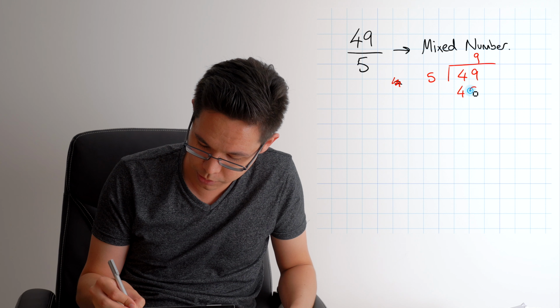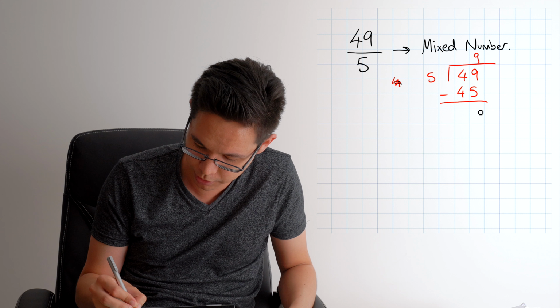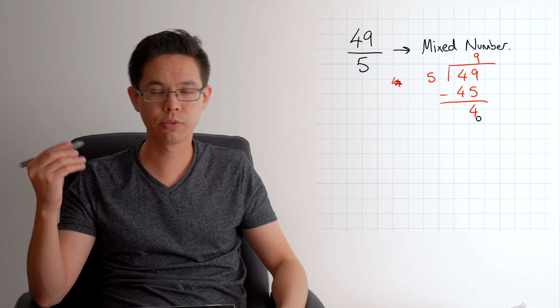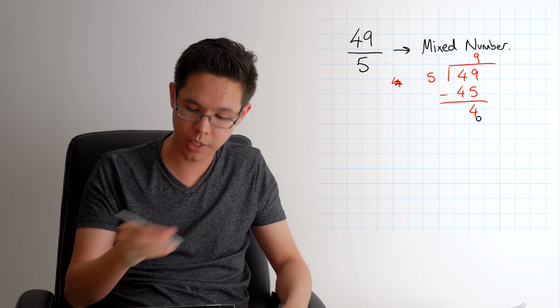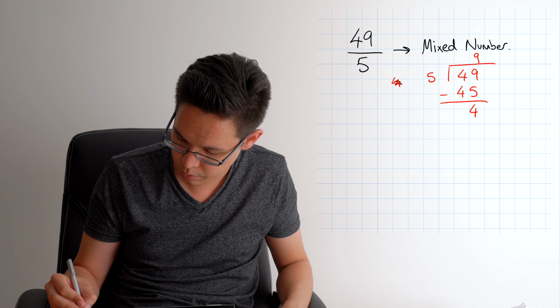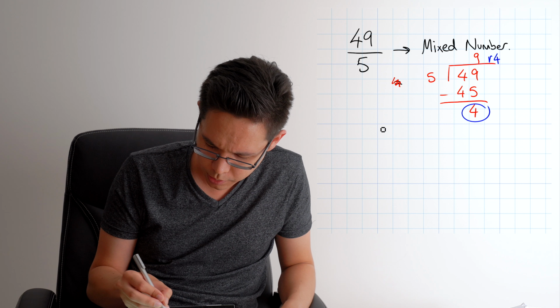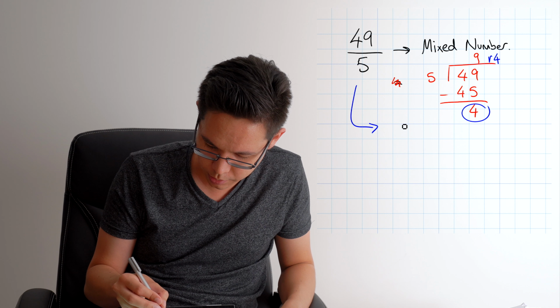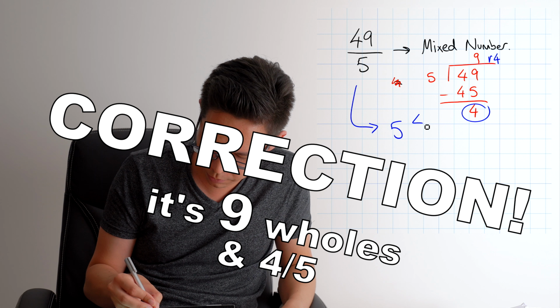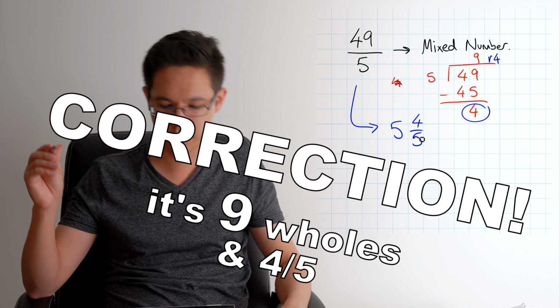That will give me a result of 45. Take the difference. How much is remaining? I get a remainder of 4. I remember the same problem we had previously, where this becomes our remainder. So the answer is 9 wholes and 4/5.